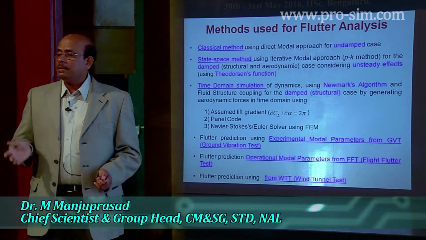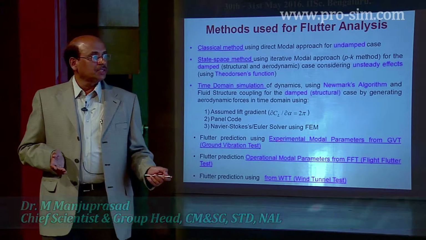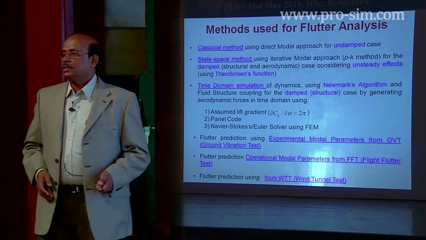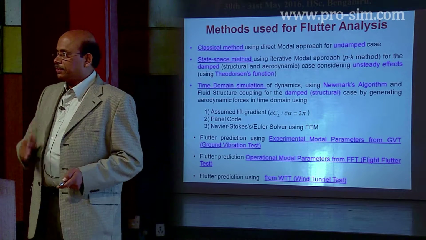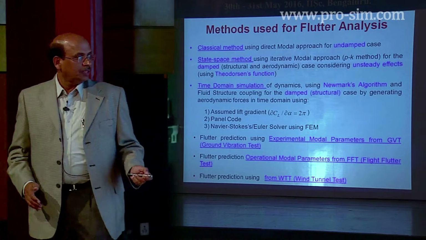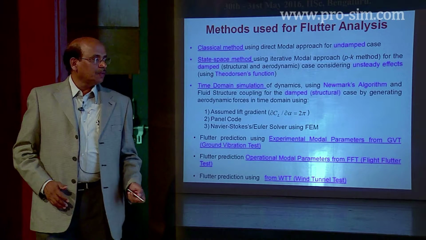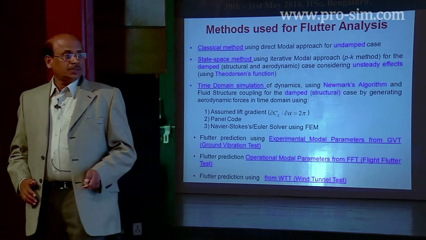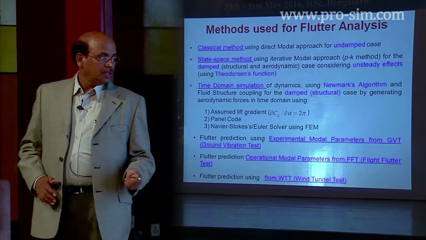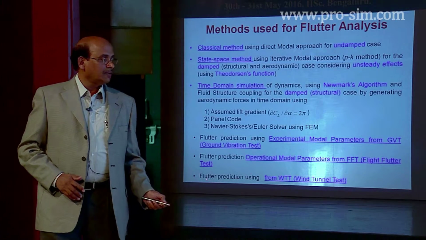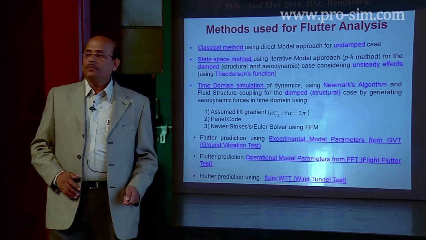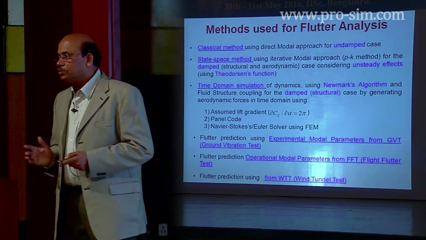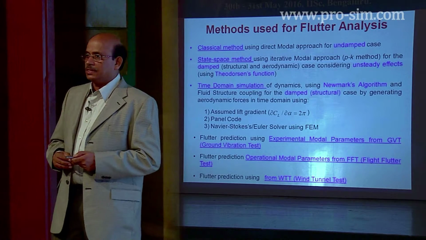Then we also have other methods, which are known as flutter prediction using experimental model parameters from GVT. This method is very closely related to the system identification methods that Professor Manohar was talking about in the previous lecture. Then we also have flutter prediction methods based upon operational model parameters, using flight flutter tests. And last but not the least, we also have flutter prediction techniques using wind tunnel testing. These are the various methods which we generally use for computing the flutter speeds of aircraft.